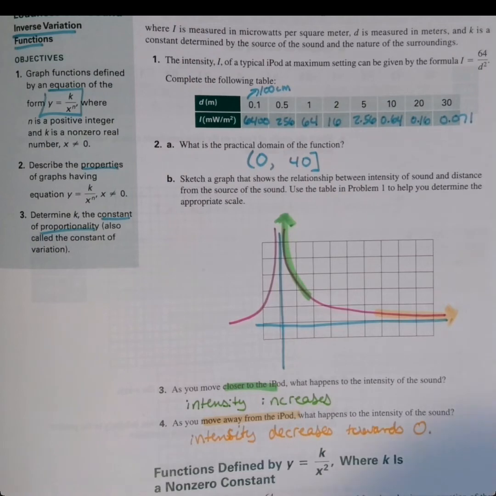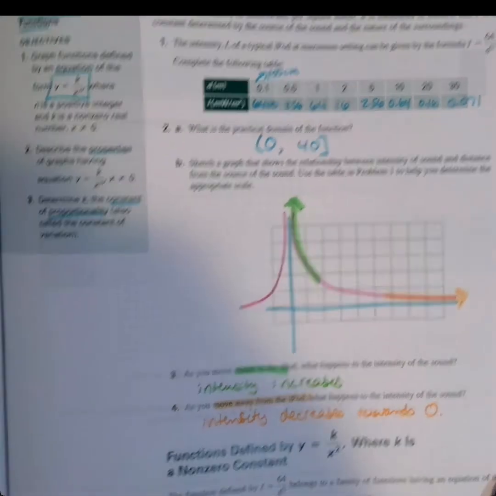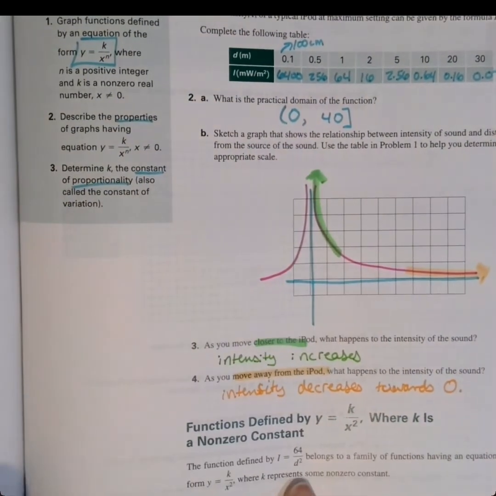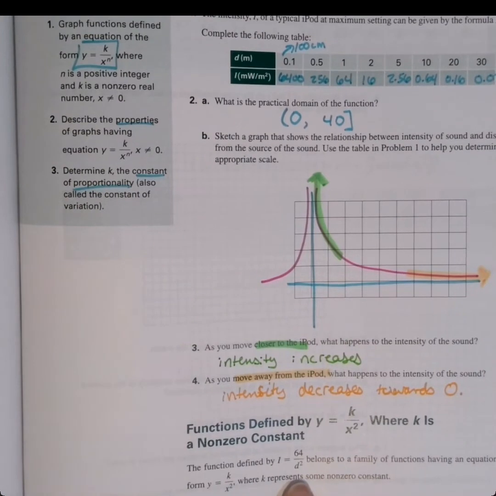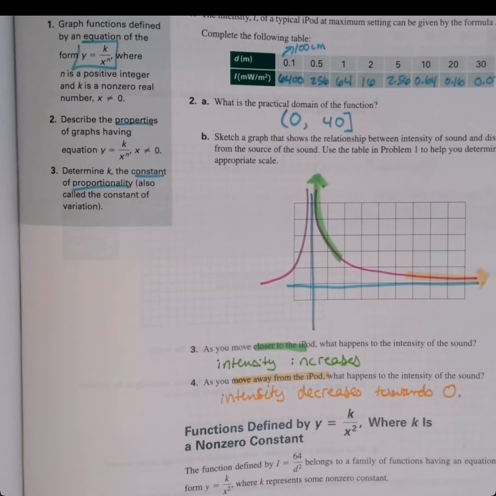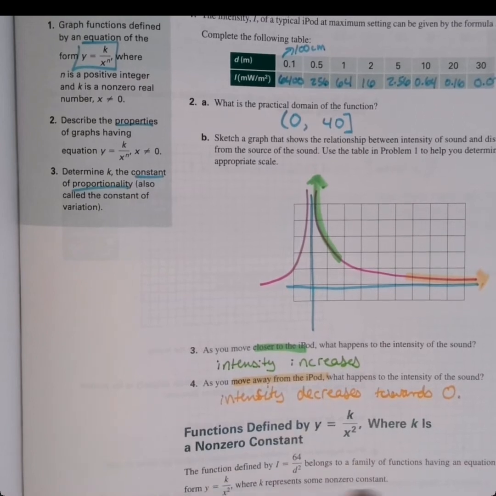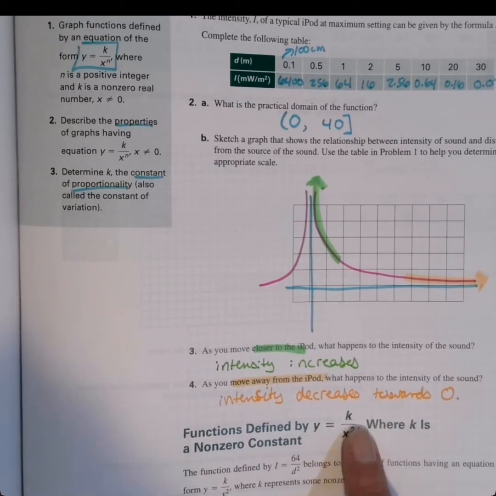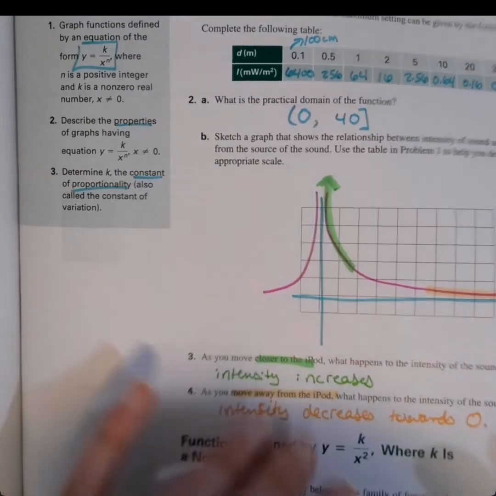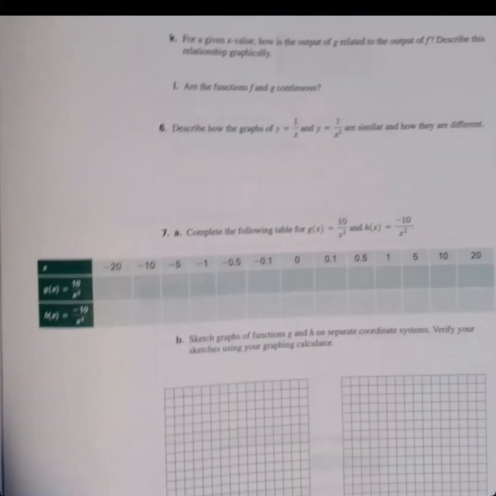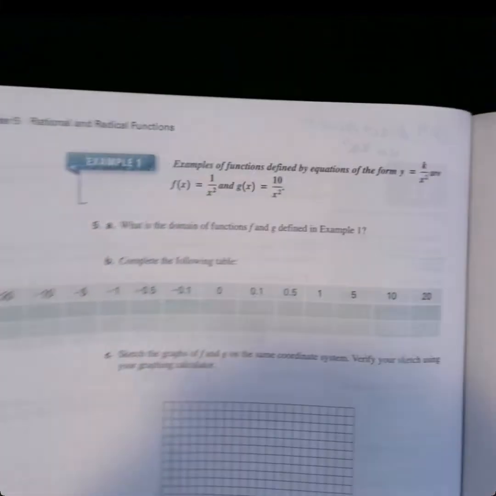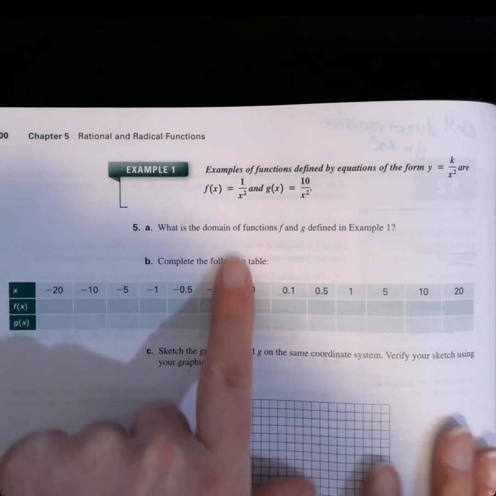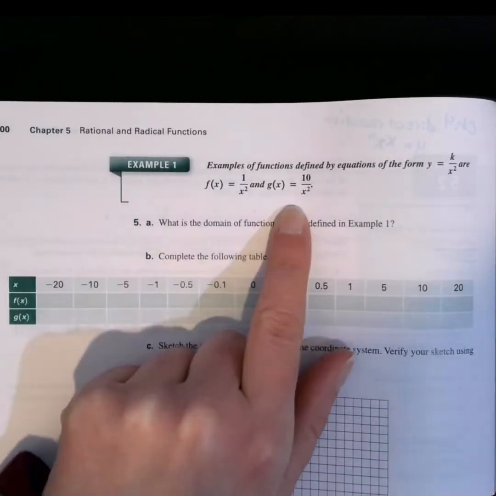Okay, and the function I equals 64 over d squared belongs to the family of functions y equals k over x squared, where k is just some non-zero constant. And so they are going to have us explore that, having the squared portion of the denominator and what that means for our shape. So we're going to look at the two examples, 1 over x squared and 10 over x squared, and explore those.